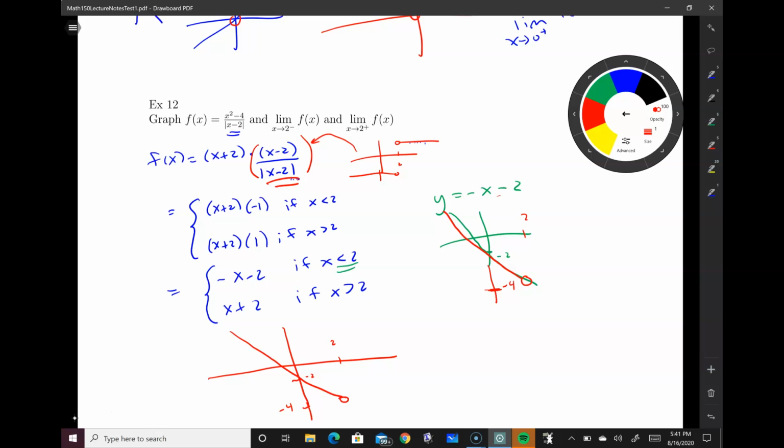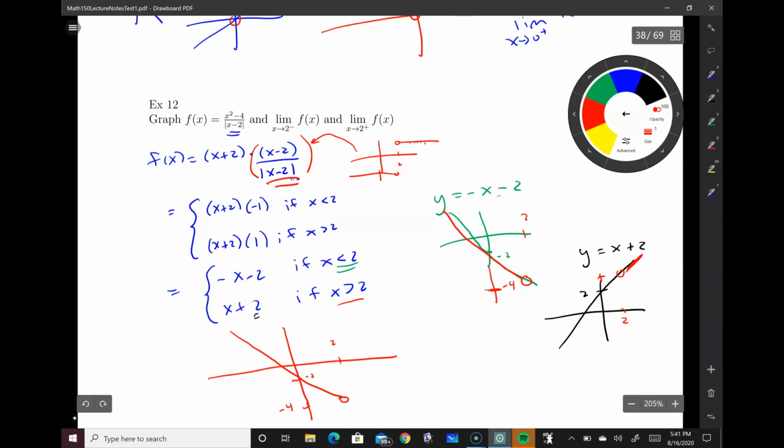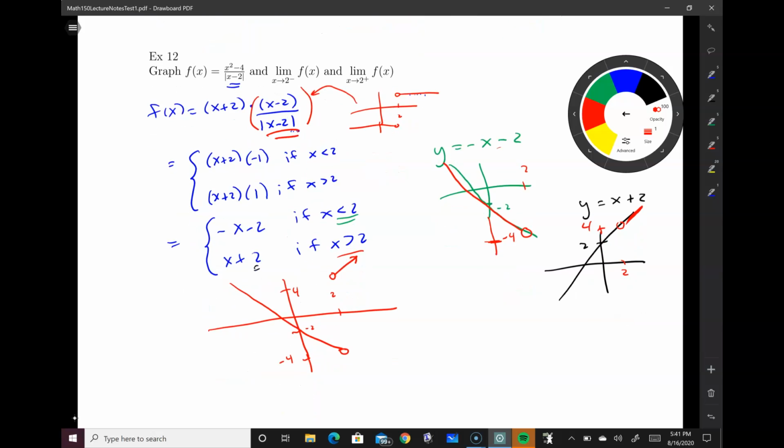All right, so now let's go graph the other one, y equal x plus 2. So x plus 2, line crosses at 2. And what part of that graph do I want? I want when x's are bigger than 2. So at 2, this would give me the y value of 4. So at 2, y value of 4, not at all connected, correct? Make sure you're careful to make two separate graphs.